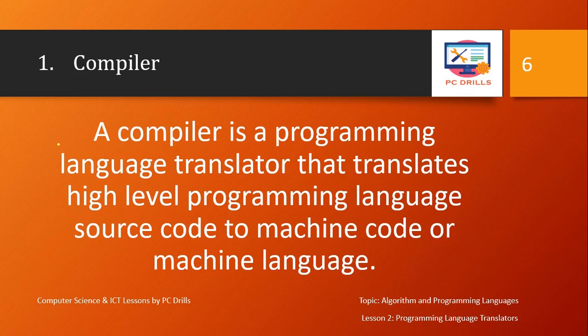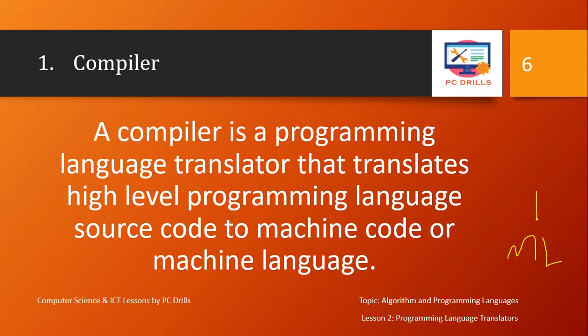First, let's start with a compiler. A compiler is a programming language translator that translates high-level programming language source code into machine code. So when we say translating from high-level programming language into machine language, generally we know that in programming there are various levels of programming languages. At the base, which the computer understands, we have the machine language.